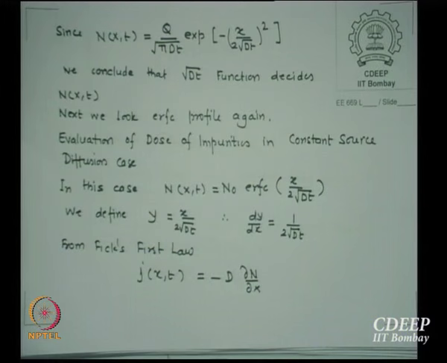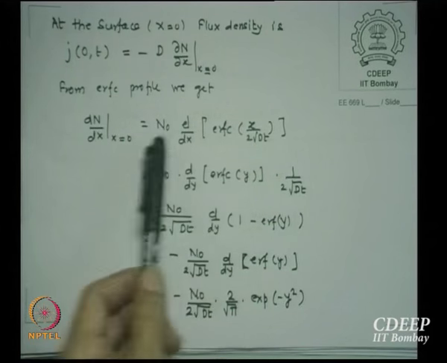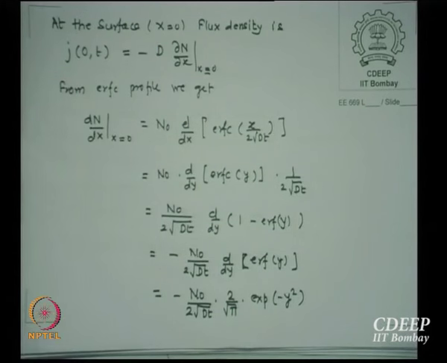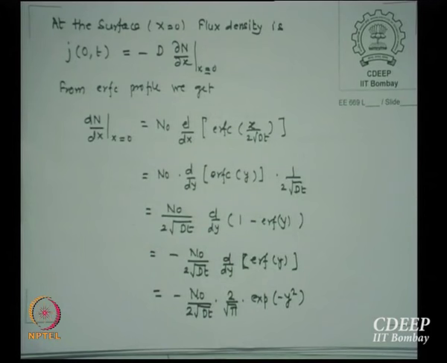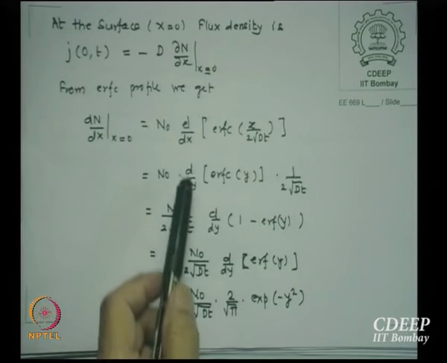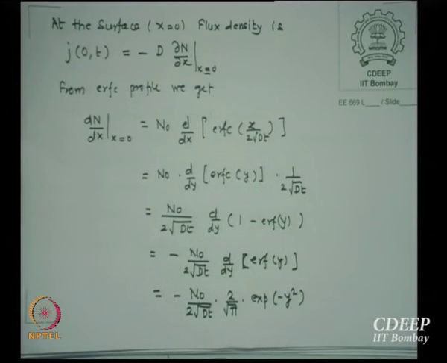Okay, so from Fick's first law, J(x,t) is minus D dN by dx. At the surface, the flux density J0(t) is minus D dN by dx at x is equal to 0. At x is equal to 0, the term dN by dx we can evaluate, and then say, okay, this is the flux density available at x is equal to 0. So, using the N(x) profile for the complement error function, I write dN by dx at x is equal to 0 as N0 d by dx of the error function profile. I already made the y term as x upon 2 root Dt. So I can write N0 d by dy of the error function. And why is this term appearing? 1 upon 2 root Dt is an additional product term that appeared. What for?